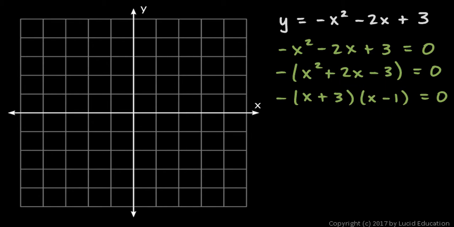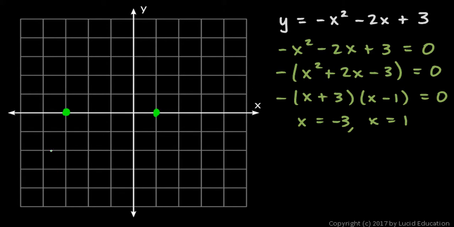Okay, written like this, we can very quickly and easily get an x value from each factor. You can see that this first factor, x plus 3, would equal 0 if x were negative 3, and this factor would equal 0 if x were 1. So those are the zeros. X is negative 3 and x is 1.